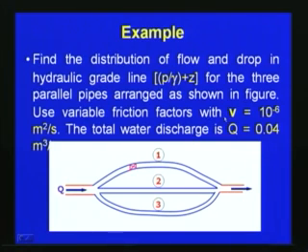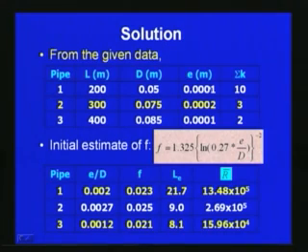Use variable friction factors. The kinematic viscosity nu is given as 10 to the power minus 6 meters squared per second, and the total water discharge, total Q, is known as 0.04 meters cube per second. So, here we want to find out the distribution of flow in pipe 1, 2, 3.